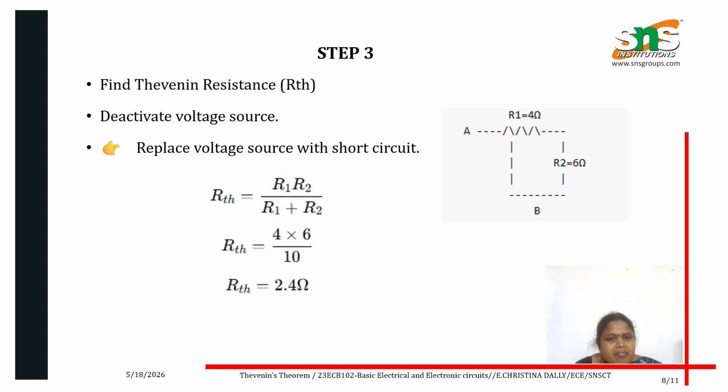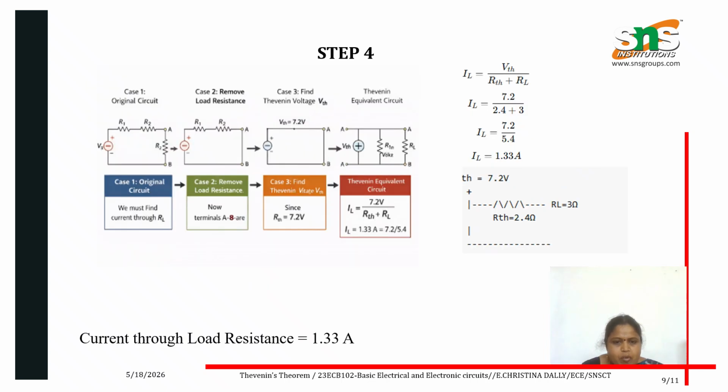Step 3, we are going to find the Thevenin's resistance. We are going to deactivate the voltage source by replacing it with a short circuit. RTH is equal to R1 into R2 divided by R1 plus R2. R1 is equal to 4 ohms and R2 is equal to 6 ohms. That is 4 into 6 divided by R1 plus R2, which is equal to 10. So we will get the Thevenin's resistance as 2.54 ohms. So this is the final step of Thevenin's theorem.